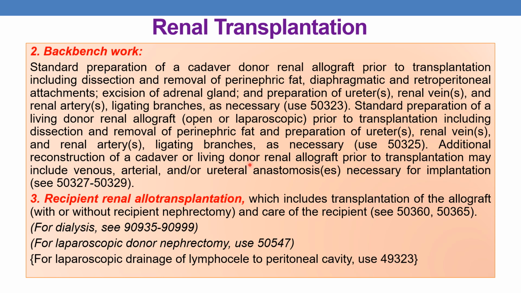Additional reconstruction of cadaver or living donor renal allograft prior to transplantation may include venous, arterial and or urethral anastomosis necessary for implantation. The third step is recipient renal allotransplantation, which includes transplantation of the allograft with or without recipient nephrectomy and care of the recipient. And for dialysis, you need to refer 90935 to 90999. And for laparoscopic donor nephrectomy, you need to use 50547. And for laparoscopic drainage of lymphocele to peritoneal cavity, you need to use 49323.